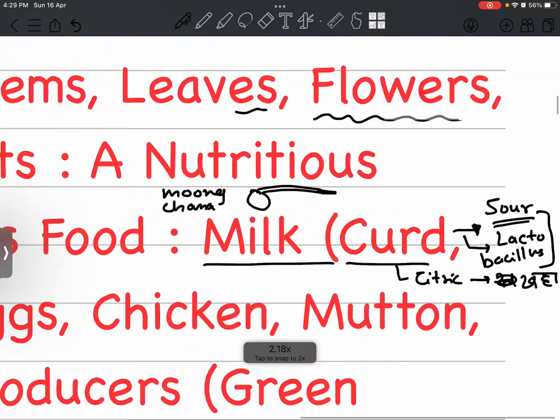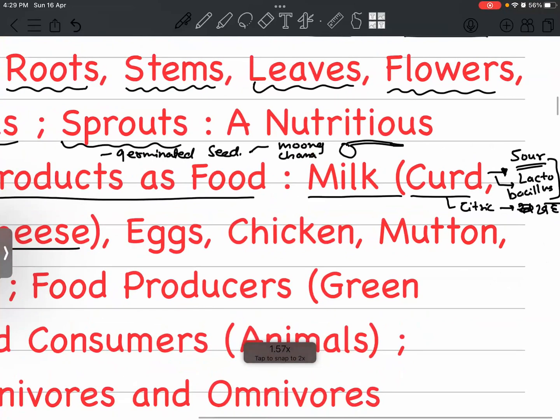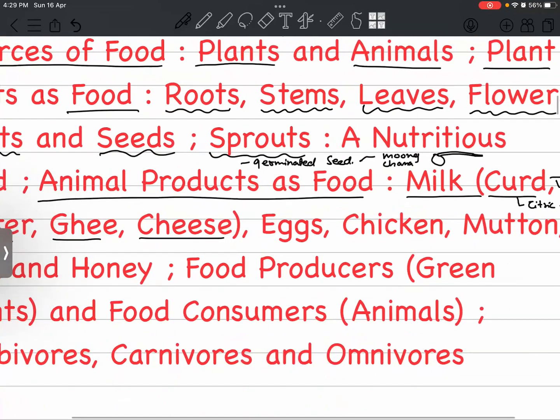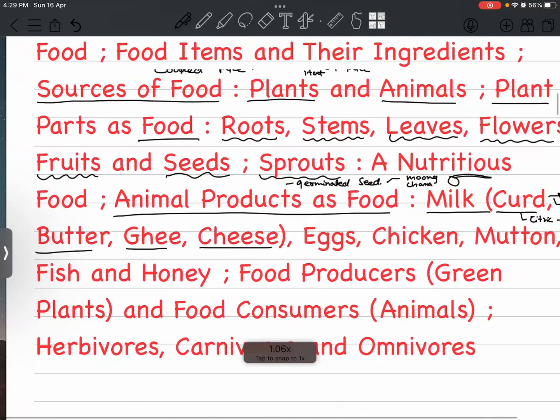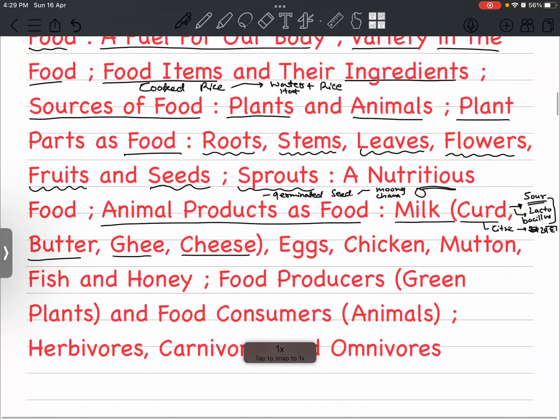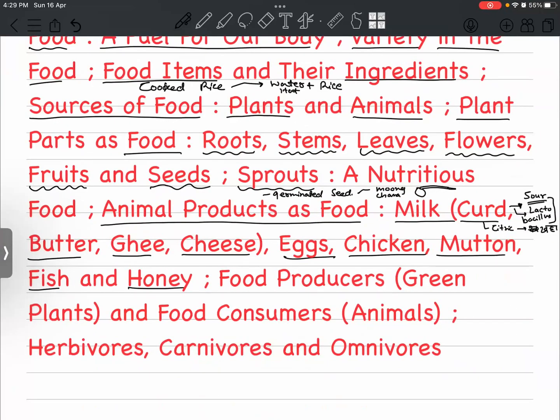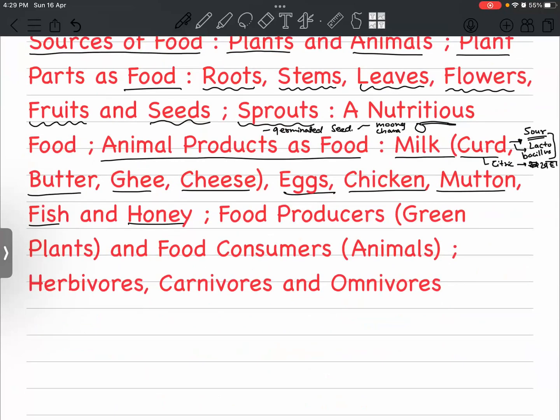Okay. Now, apart from milk, the other products given by animals are eggs, chicken, mutton, fish, and honey. Now, the food producers. Here we refer to the green plants, which are the food producers. And then we have food consumers, that is the animals, that is we animals. So food consumers are basically the herbivores, carnivores, and omnivores.